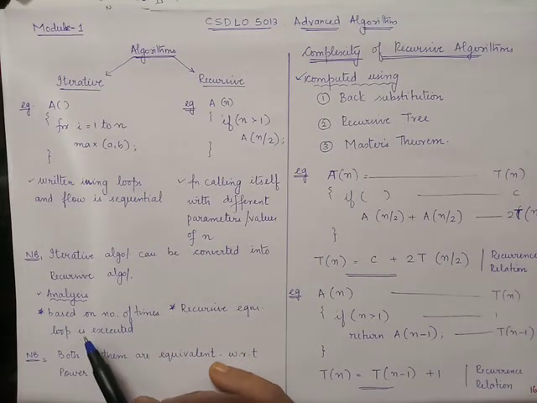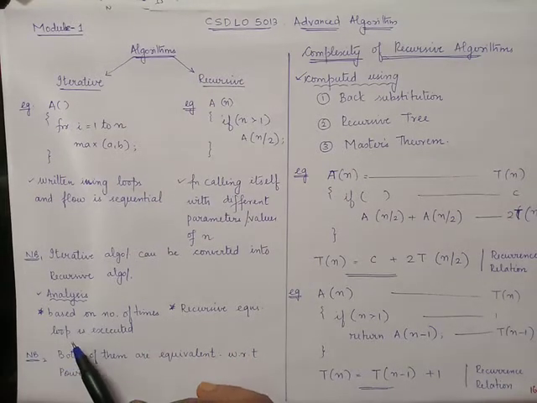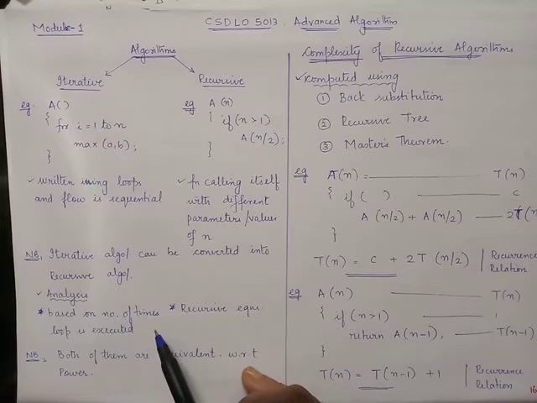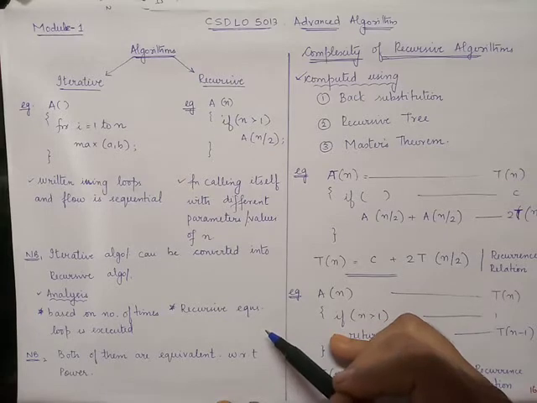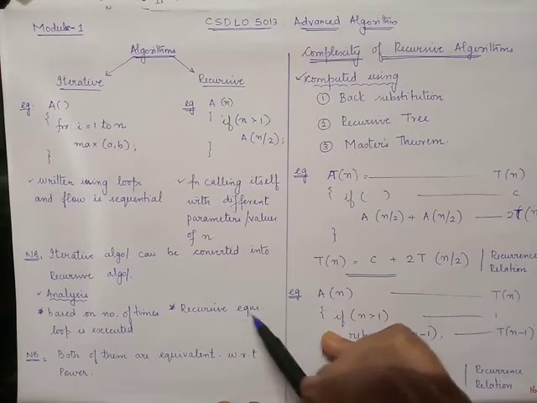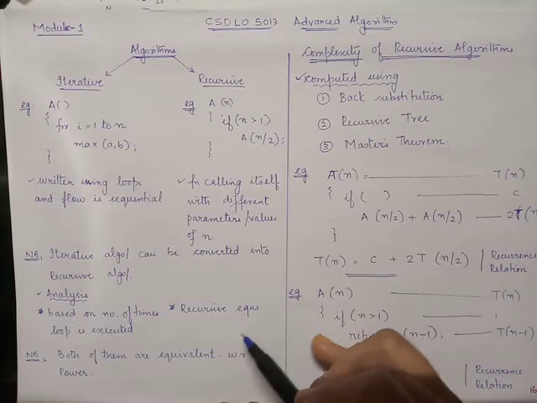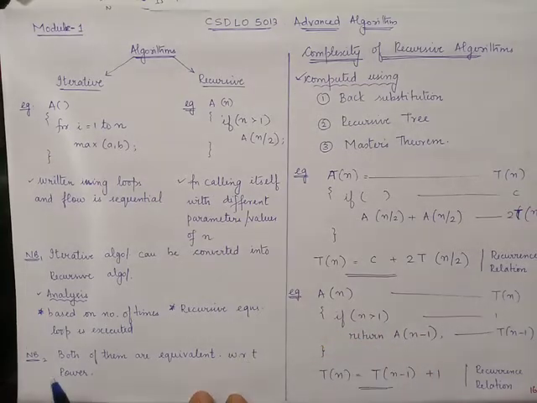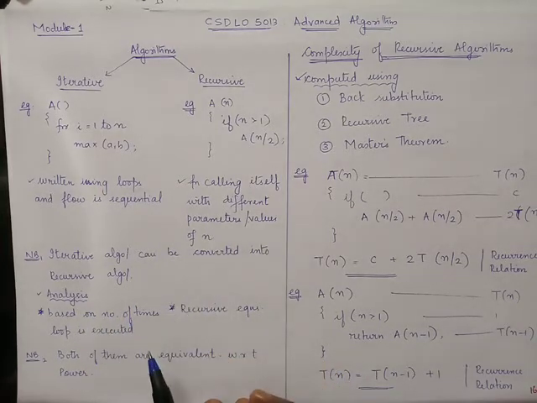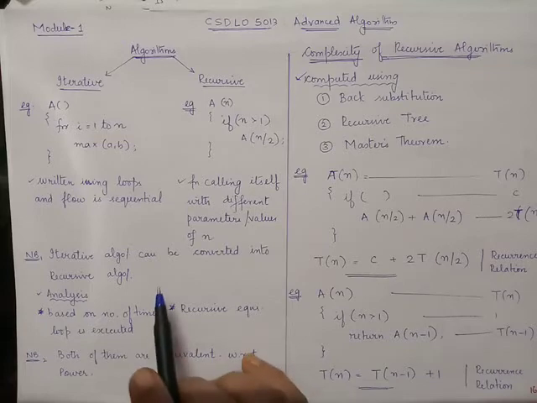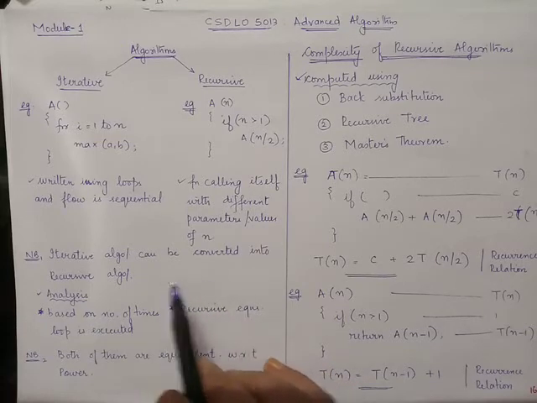Now, coming to the analysis part, iterative algorithms are purely based on the number of times a loop is executed, whereas recursive algorithms are based on the evaluation of recursive equations. Even though they are implemented in different ways, the power of both iterative and recursive algorithms is the same, as they can be converted from one to the other.